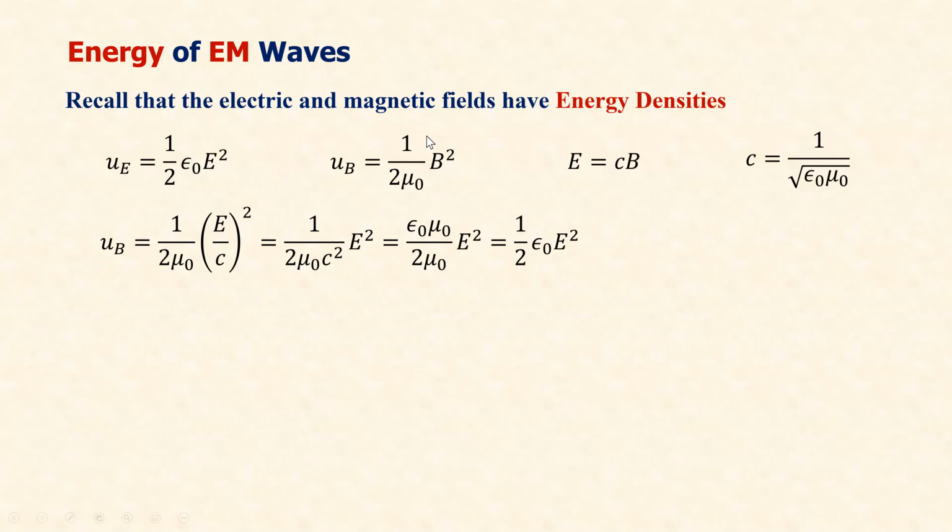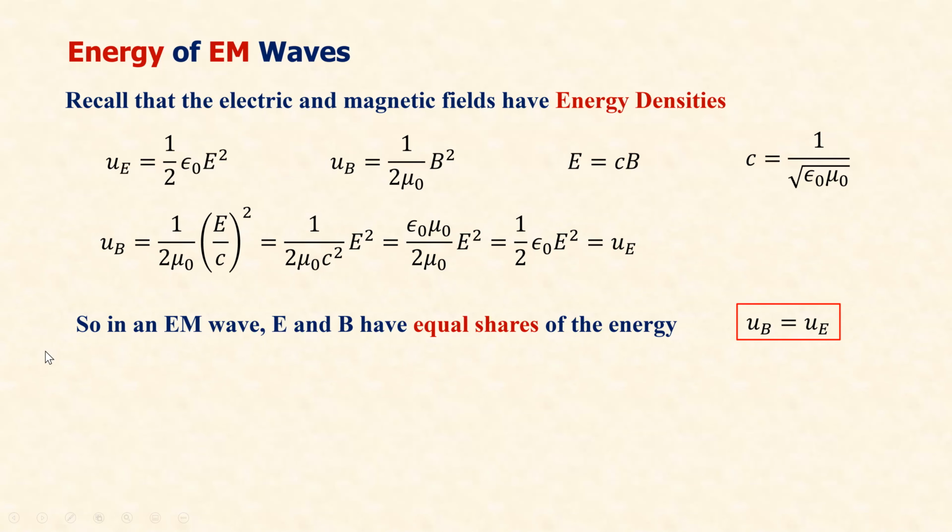So the energy of the magnetic field, because of this and that, becomes the same as the energy density of the electric field at any point. So that's U of magnetic field is equal to U of electric field. It means that E and B have equal shares of the energy. Okay, an electromagnetic wave has energy. Half of it exactly is due to the magnetic field. Half of it is due to the electric field. All right.